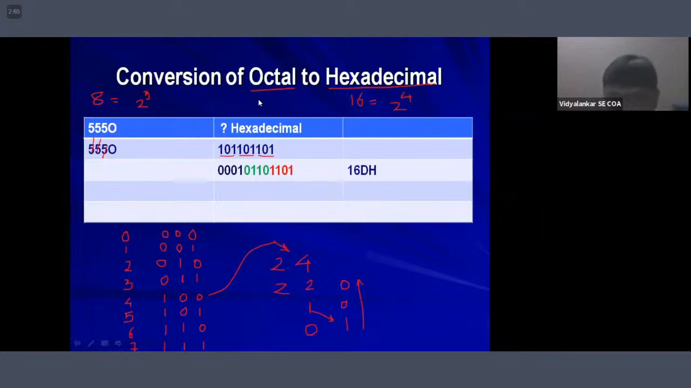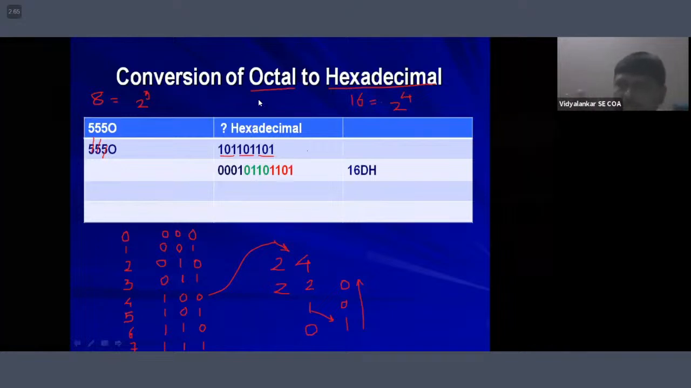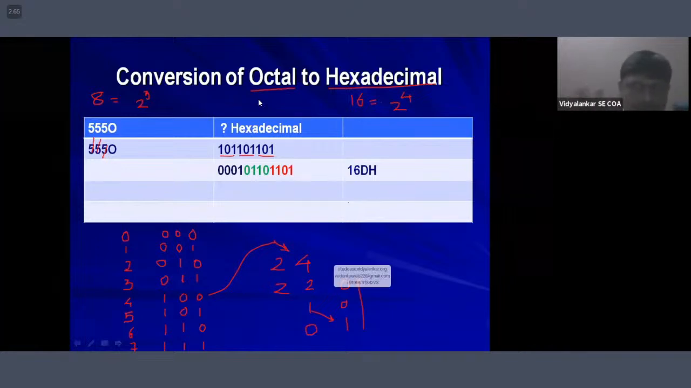तो मैं क्या करूँगा, ये जो binary number है उसको 4 का grouping करूँगा. 4 का क्यों करूँगा, क्योंकि 4 bits मतलब hexadecimal number. Okay, I hope you are understanding what I am talking.